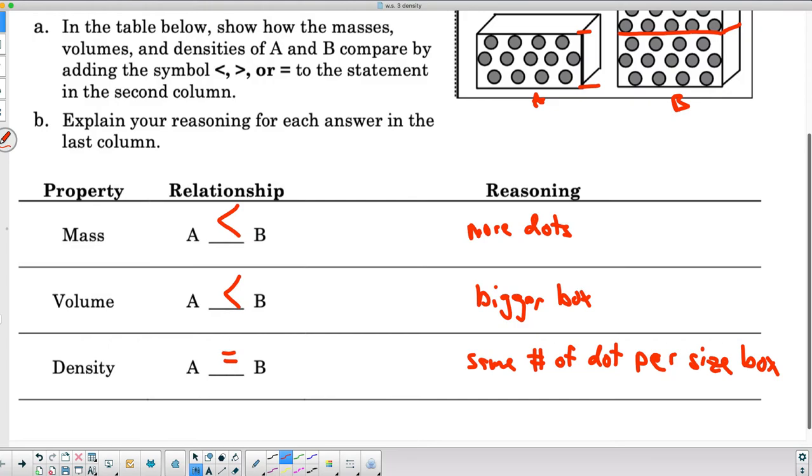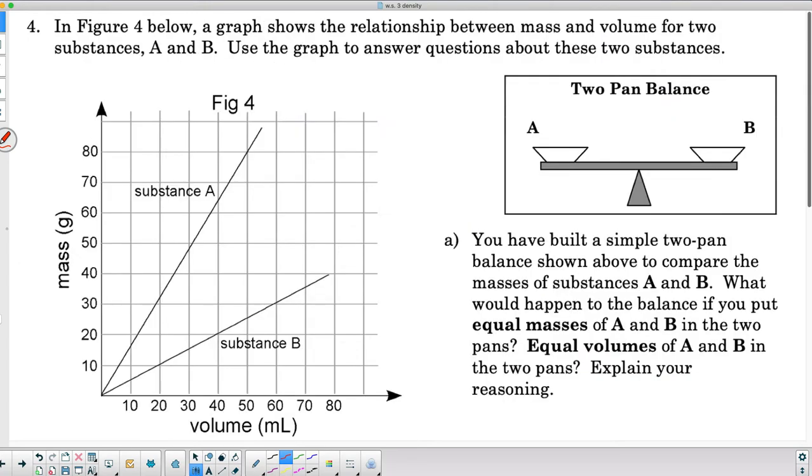All right, so let's move on to the next part. So the next part looks like this graph. Students typically have a difficult time understanding graphs. In figure 4 below, the graph shows the relationship between mass and volume for two substances, A and B. Use the graph to answer the questions of these two substances. Have you built a simple two-pan balance shown above? The masses of substance A and B. What would happen to the balance if you put equal masses of A and B?